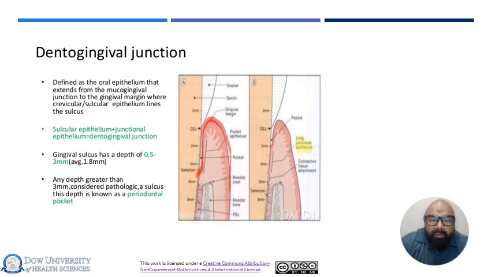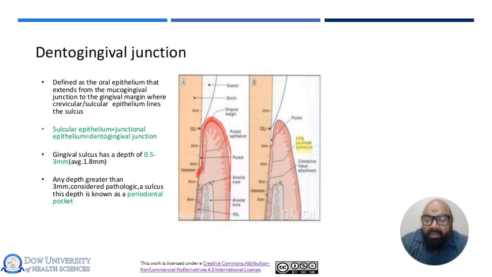So because of this attachment, the junctional epithelium and the sulcular epithelium, there's a gap in between the tooth and the gum, and this gap is known as the gingival sulcus, and it is usually around 0.5 to 3 millimeters in depth. And this is actually measured by a specific instrument which is known as a periodontal probe. A periodontal probe measures this, and the length of this determines health and disease.